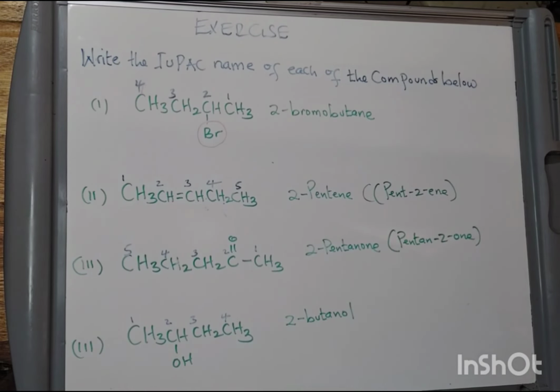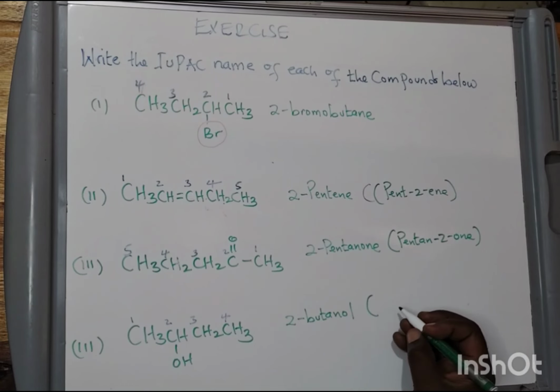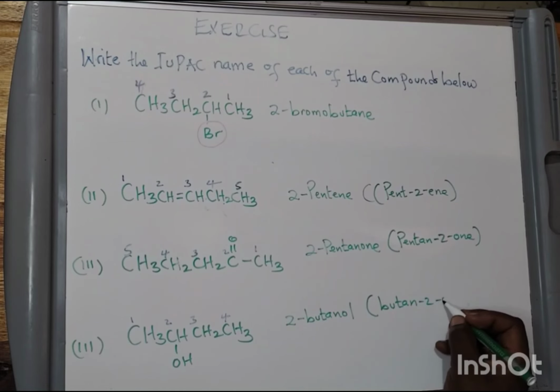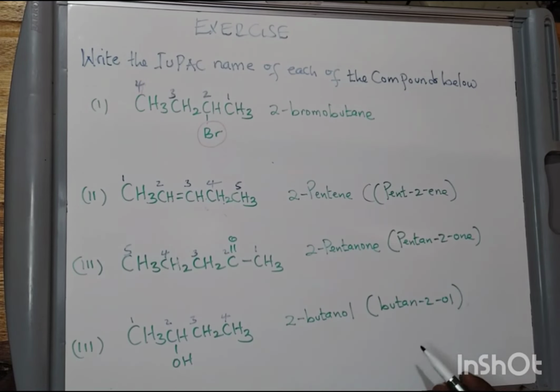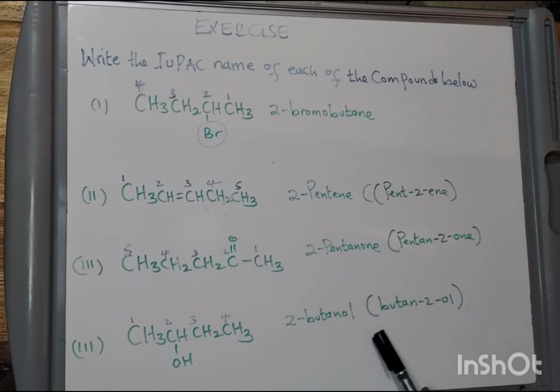Or if you don't want that method, you can use another one. The one which is going to be used in examination. What is it? Butan-2-ol. Please remember that for alcohols, like for ketones, the N is before the number. And that is very important so that you don't make mistakes.